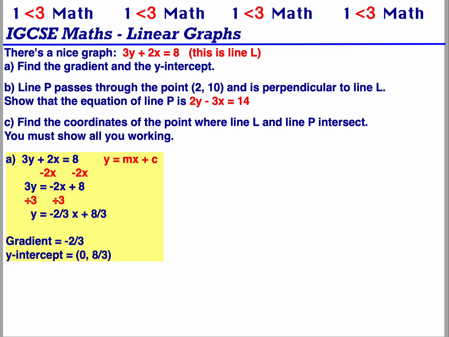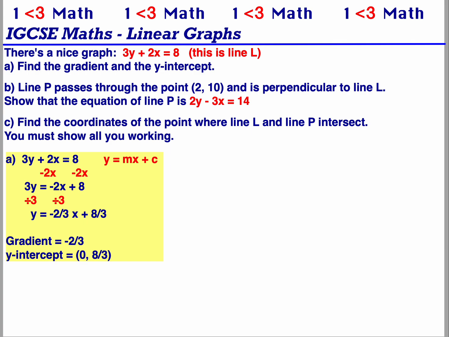So the first thing we're going to do is move the positive 2x to the other side. And to do that, we're going to minus 2x from both sides. So the second line of working out is 3y equals minus 2x plus 8. And you'll note that I've put the minus 2x where the mx goes, so that it's in the order of y equals mx plus c. So I've got 3y equals minus 2x plus 8.